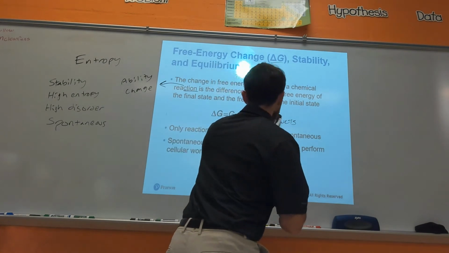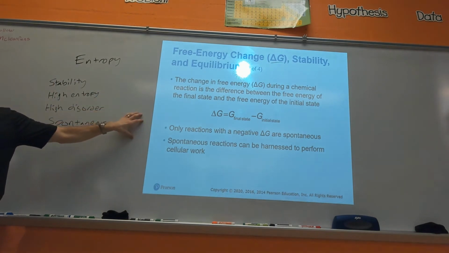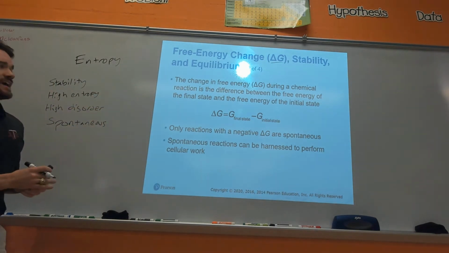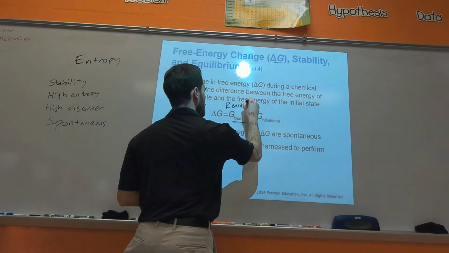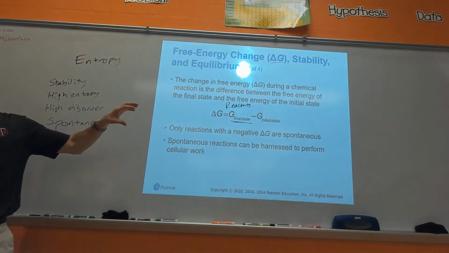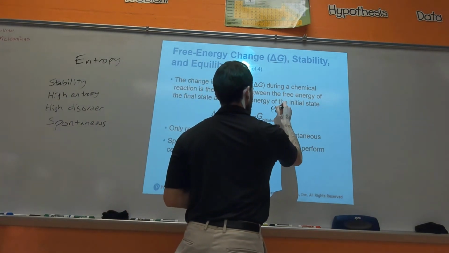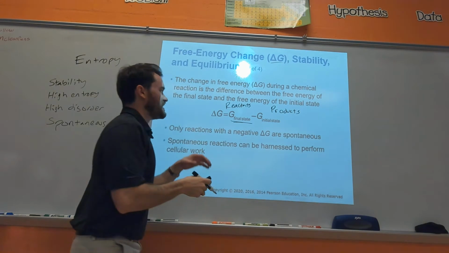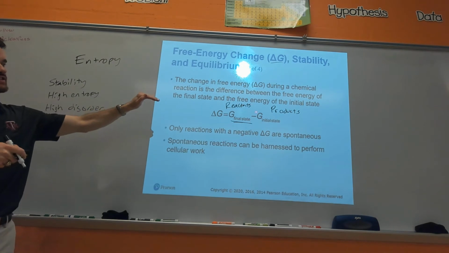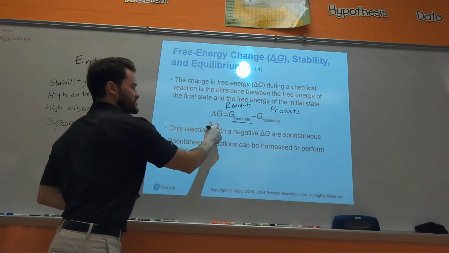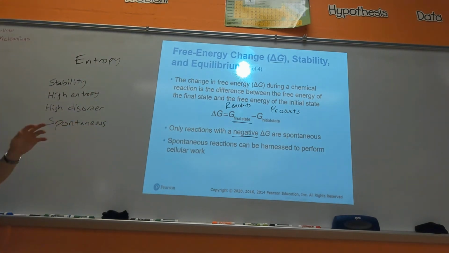When we're looking at delta G, I showed you a reaction where you go from reactants to products. The reactants are your starting state. What is their G? What is their free energy? How much free energy do they have? And then your final state would be your products. So your delta G is the difference between the free energy of the reactants and the free energy of the products. If you subtract those, and that delta G is negative, we would say that reaction is spontaneous. So I mentioned that in the last slide.